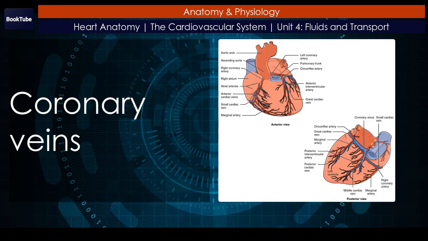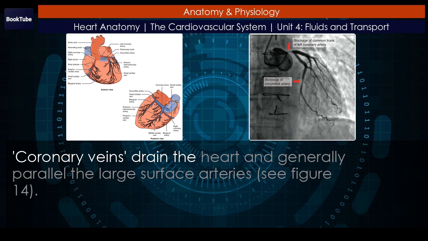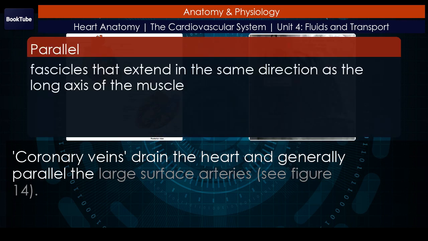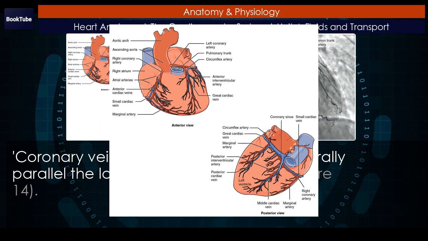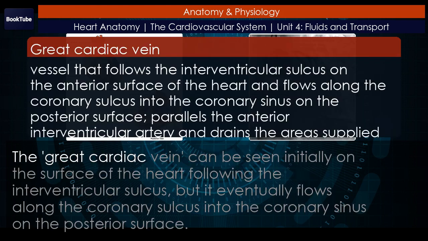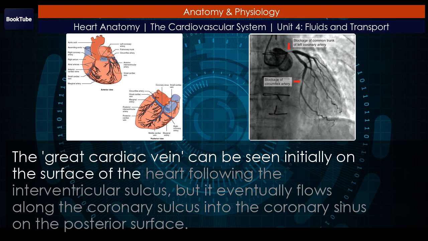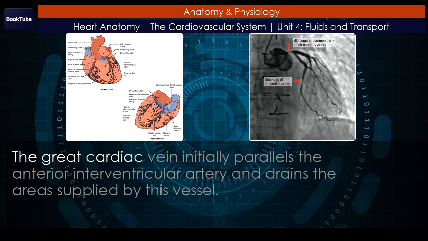Coronary veins. Coronary veins drain the heart and generally parallel the large surface arteries, see Figure 14. The great cardiac vein can be seen initially on the surface of the heart following the interventricular sulcus, but it eventually flows along the coronary sulcus into the coronary sinus on the posterior surface. The great cardiac vein initially parallels the anterior interventricular artery and drains the areas supplied by this vessel.